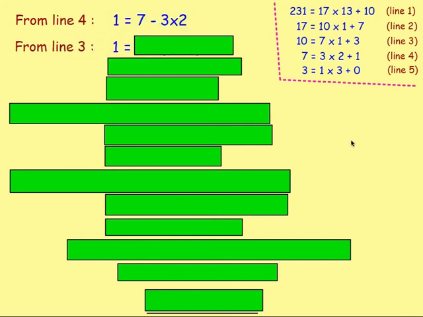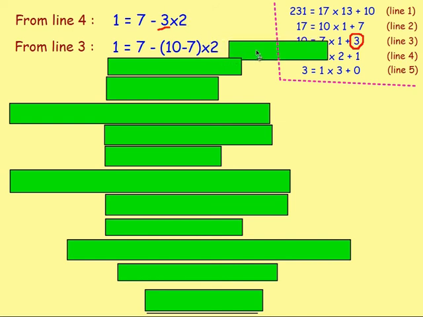I'm going to say 1 is equal to, well, we look at line 3, and we can see here the remainder is 3. So we want to replace the 3 here with what it would be equal to if you rearrange this. So that would be 7 take away, and if we replace the 3, we can say 3 is equal to 10 take away 7. So that's going to be 10 take away 7 multiplied by 2. After this, just multiply out the brackets.